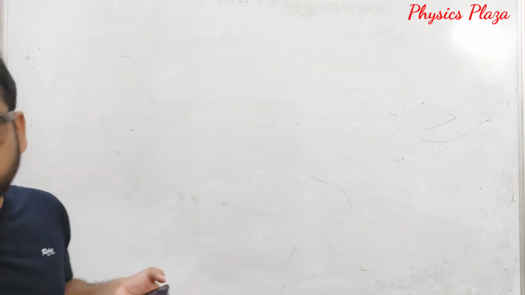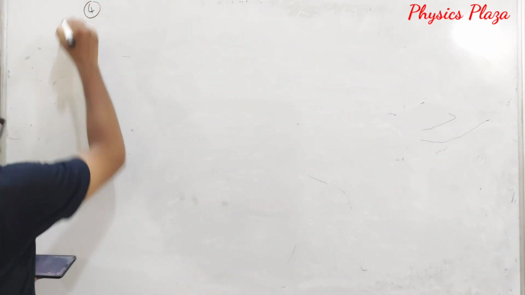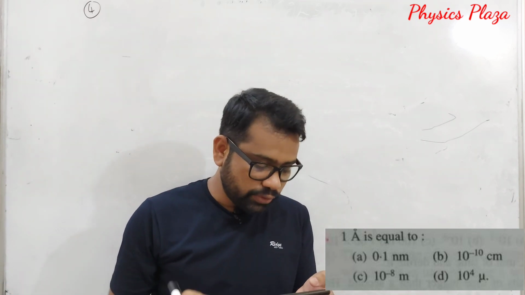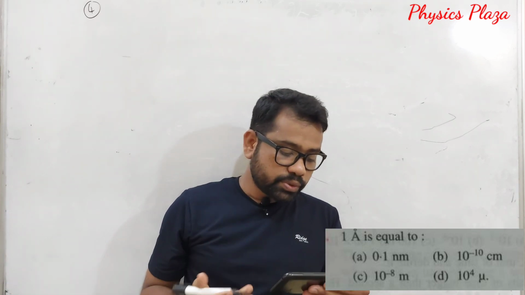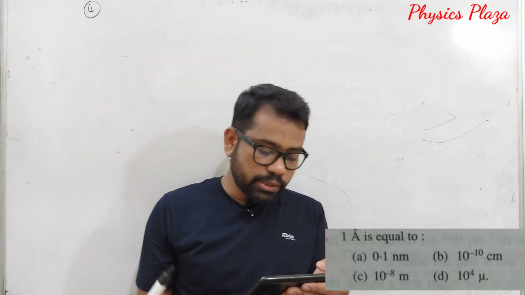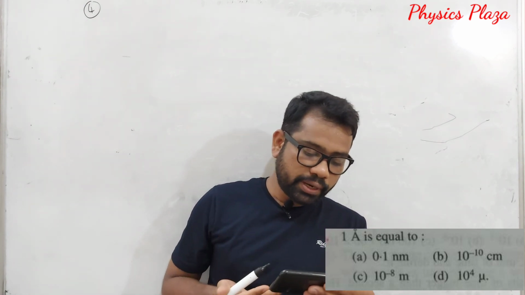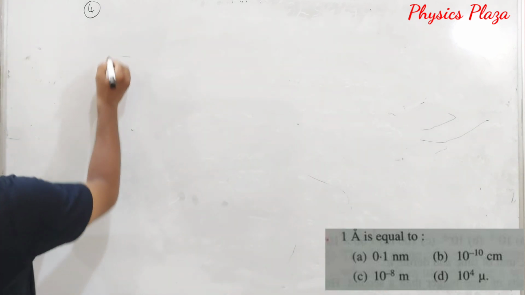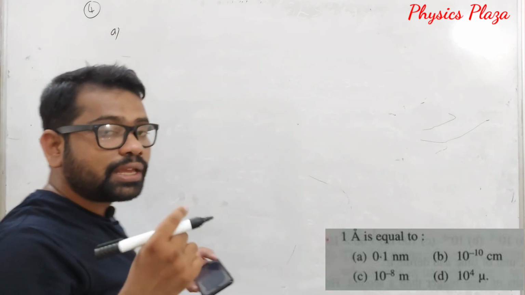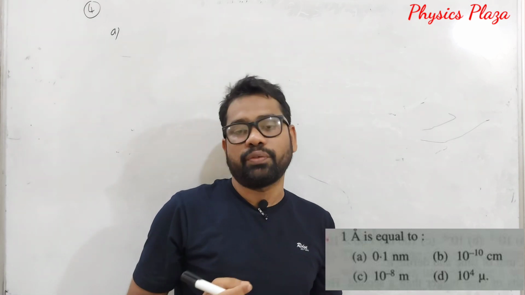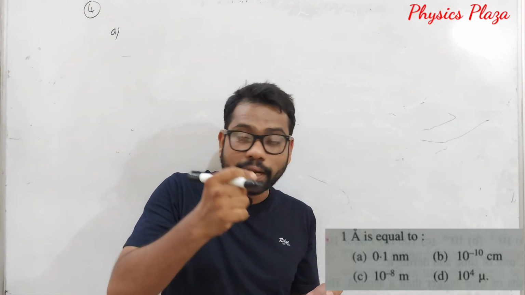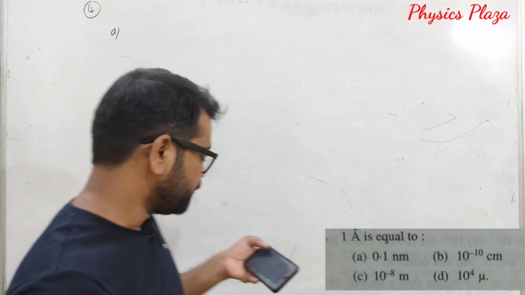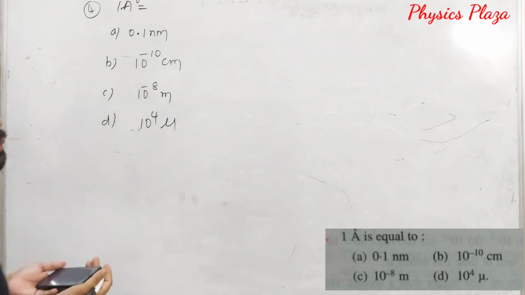Here is the fourth one. 1 angstrom is equal to. Actually 4 options are there. First option is in nanometer, second one is in centimeters, third one is 10 power minus 8, D is 10 power 4 micron. So first let us write the options. Children, thinking about each and every option is very important. Of course, finding the correct answer is important, but why the other three options are wrong is also very important.